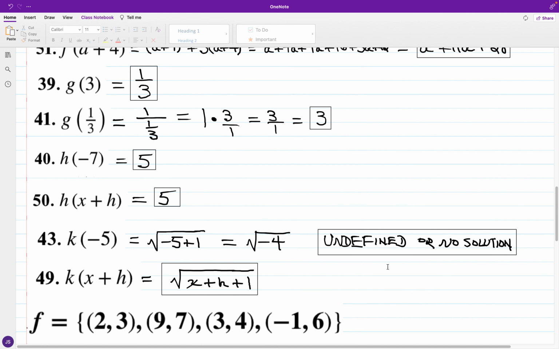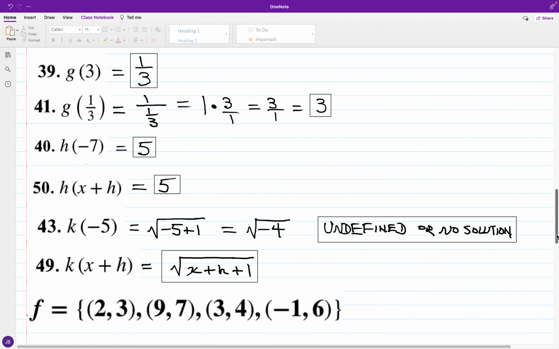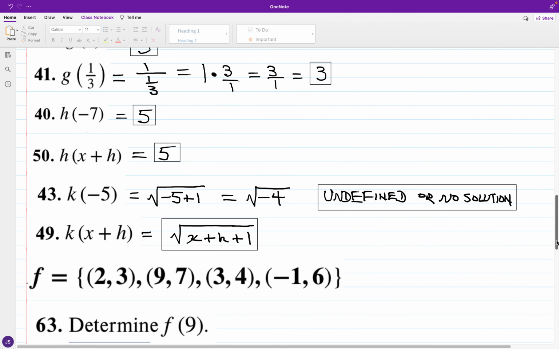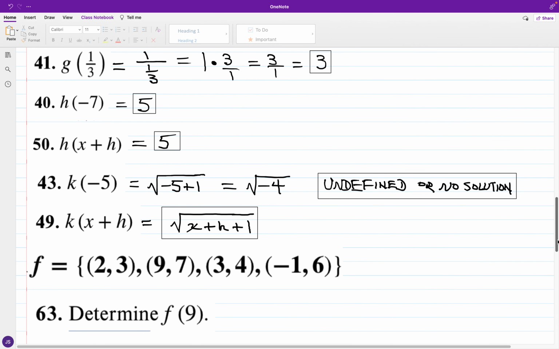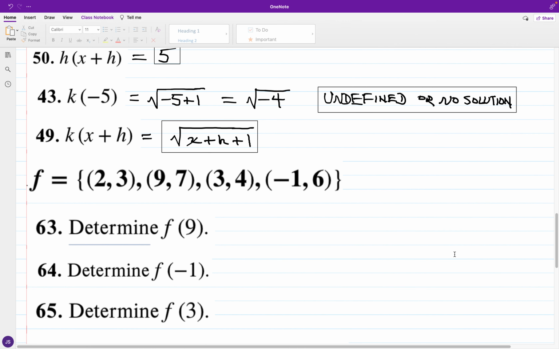All right, now, when we first looked at examples of functions, we started out with ordered pairs, and now for what we have in the group, from number 63 to 65. In 63, it says to determine f of 9. So f of 9 is saying what the y value is whenever the input x is equal to 9. Where x is 9, the corresponding y value is going to be 7.